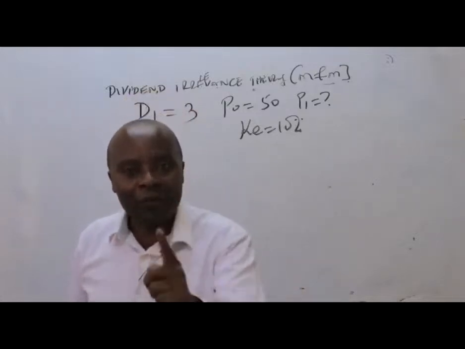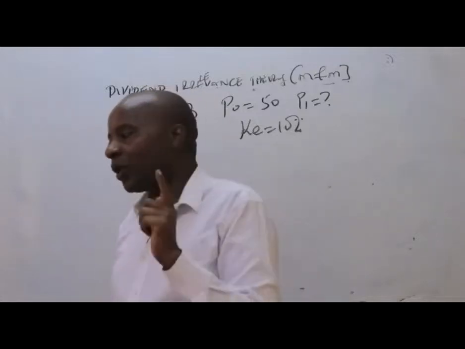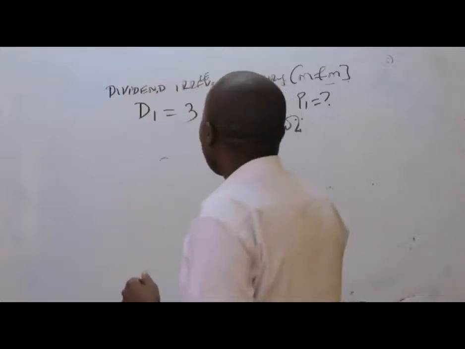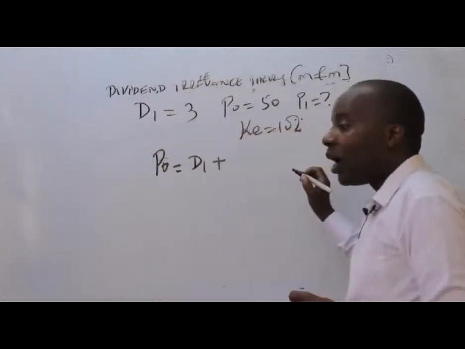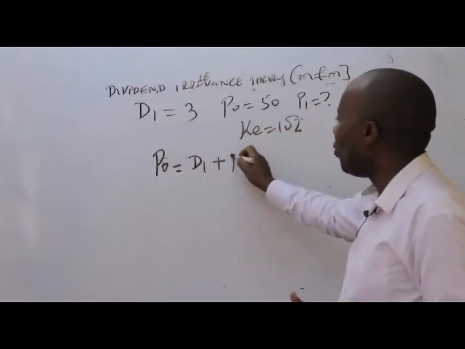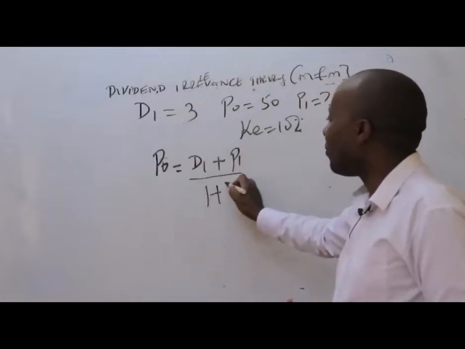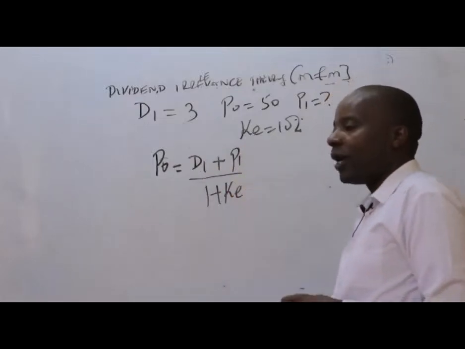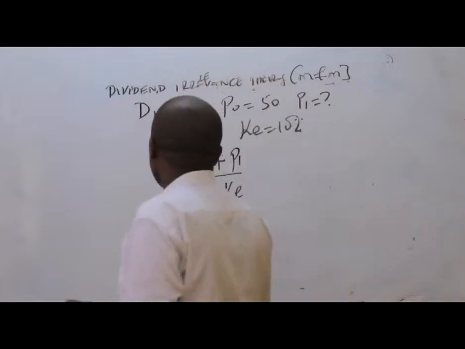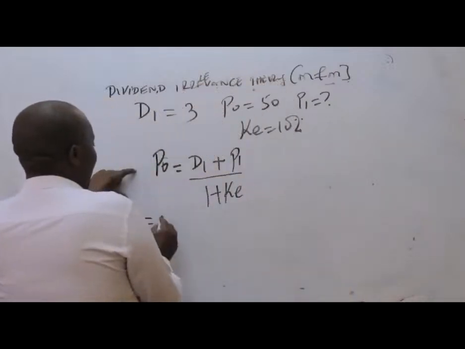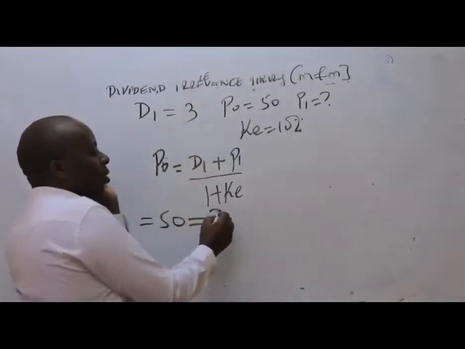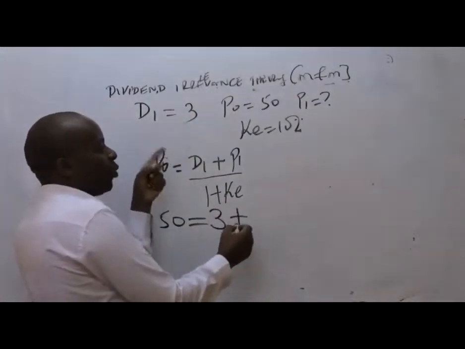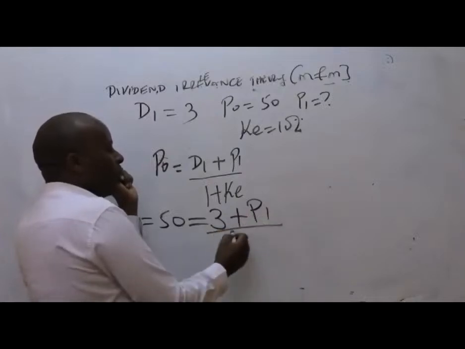Dividend irrelevance. Ladies and gentlemen, what do we have over here? We know it is P0 equals D1 plus P1 all over 1 plus KE. If that is the case, then my P0 here should be 50 equals D1 that they would want me to declare this time round, which is 3, plus P1 that I do not know, all over 1.1.